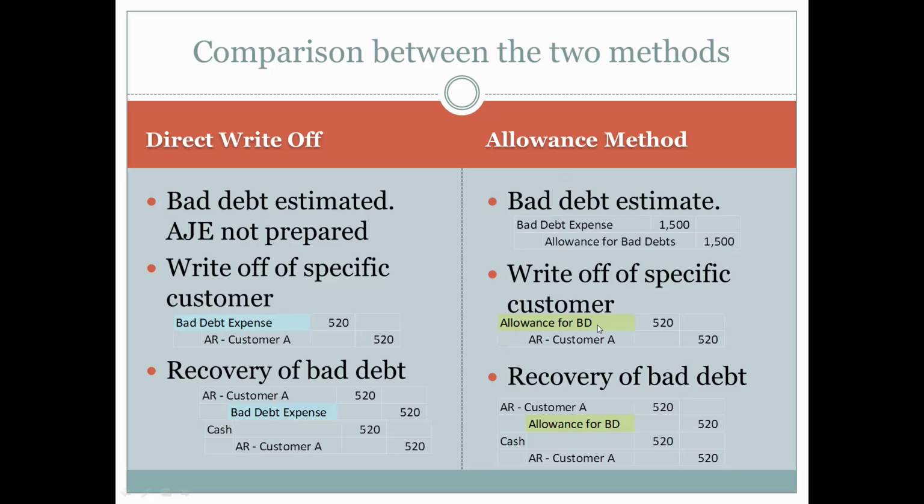The allowance for bad debt will be debited as opposed to bad debt expense under the direct write-off method. Still, the same customer, their accounts receivable is reduced. The recovery of a bad debt, again, accounts receivable will reestablish the customer, and then we are going to credit bad debt expense on the direct write-off method, and under the allowance method, we'll be crediting allowance for bad debt. Same journal entry to record the cash and the customer's payment.